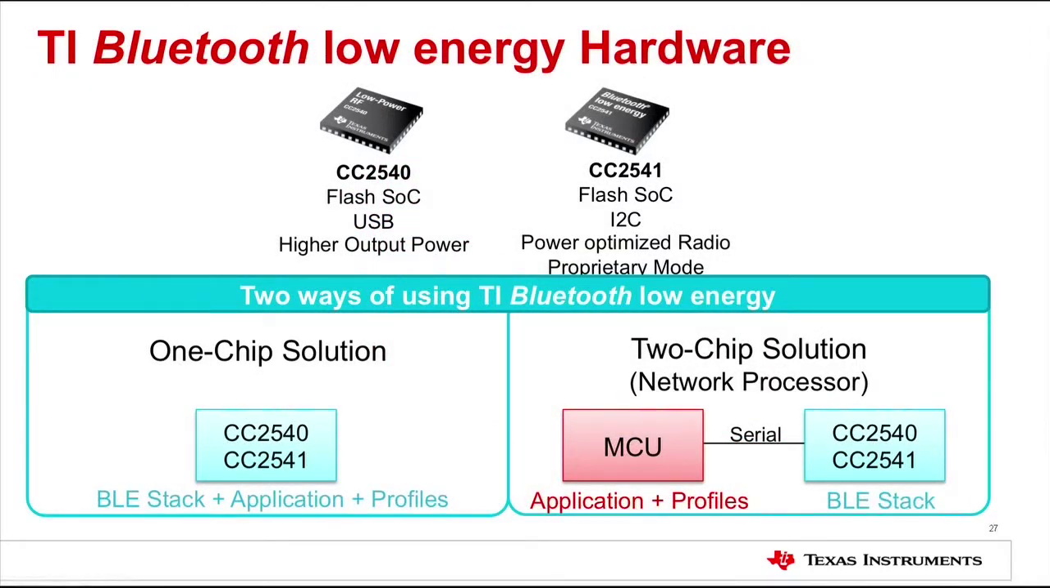So let's talk about the options a little bit from a Bluetooth Low Energy perspective. This is the hardware side of things. We have two different solutions, CC2540 and CC2541. The CC2540 has a USB interface. It's an SoC itself, so it's all integrated, has the MCU inside, and has a little bit higher output power. The CC2541 is also an SoC, has an I2C interface, and is really more of an optimized radio to give you lower power options.